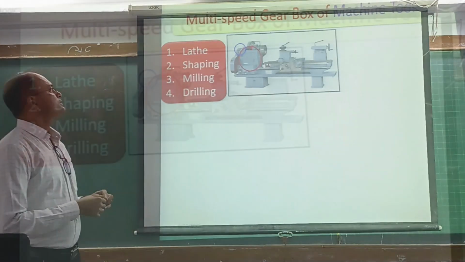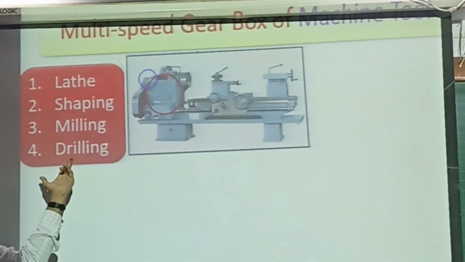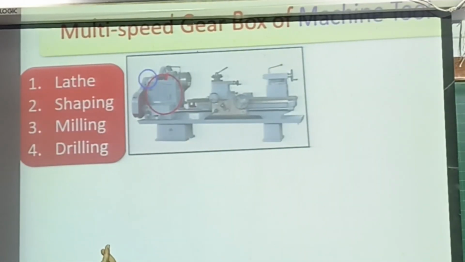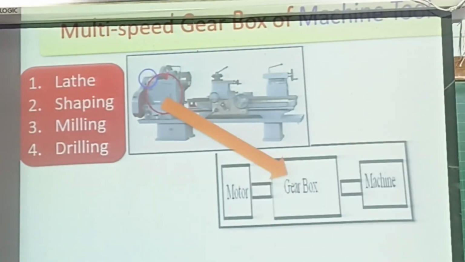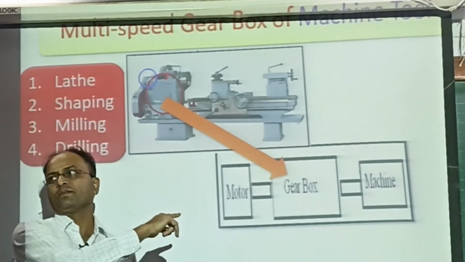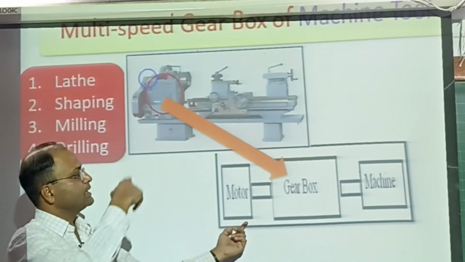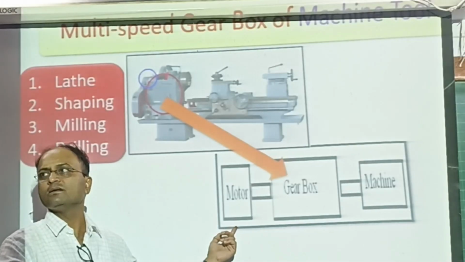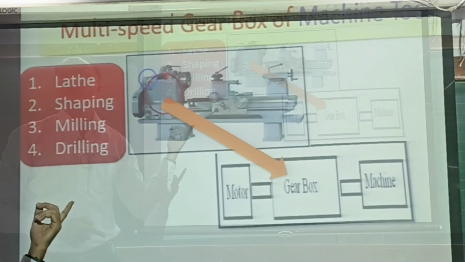Now as an example, in lathe, shaping, milling, drilling, we need to have different speeds at the output. It is achieved by using a gearbox, though there is only one speed at the input. The motor runs at only one speed, but at the output you get variable speeds. We get different speeds by using gearbox. So that is multi-speed gearbox.